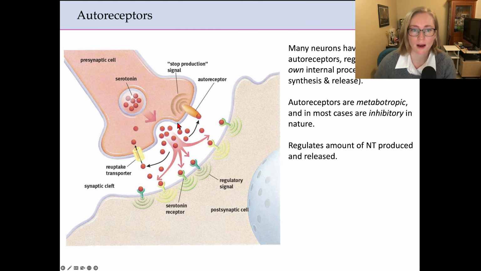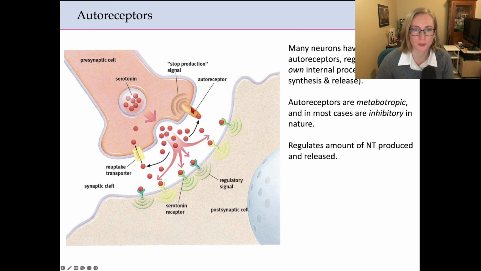Now, we also have what are called autoreceptors, which are basically receptors that are on the presynaptic terminal, the terminal button. And autoreceptors actually help regulate their own neurotransmitter release. So this guy is having an influence on how much serotonin is being packaged and released. It's kind of like a brake system for yourself.